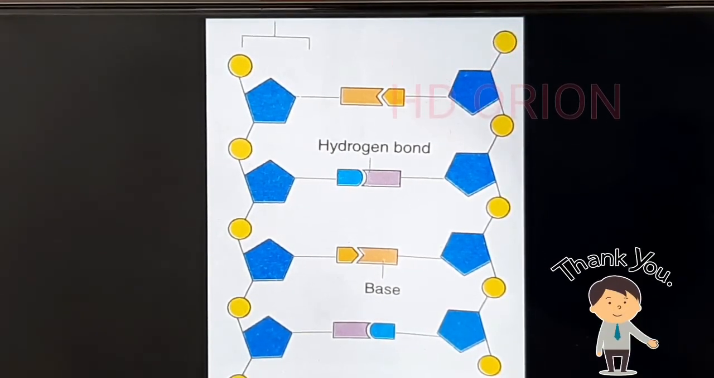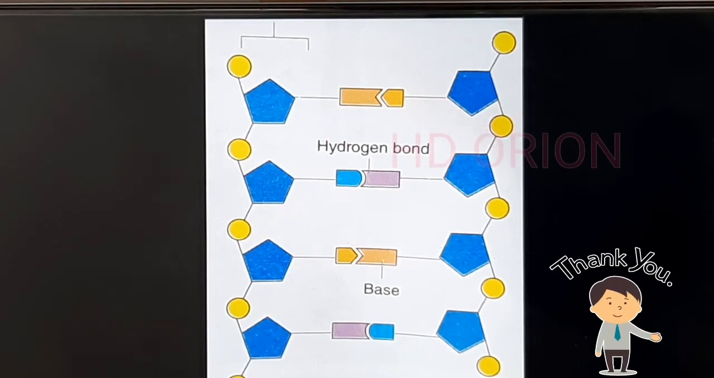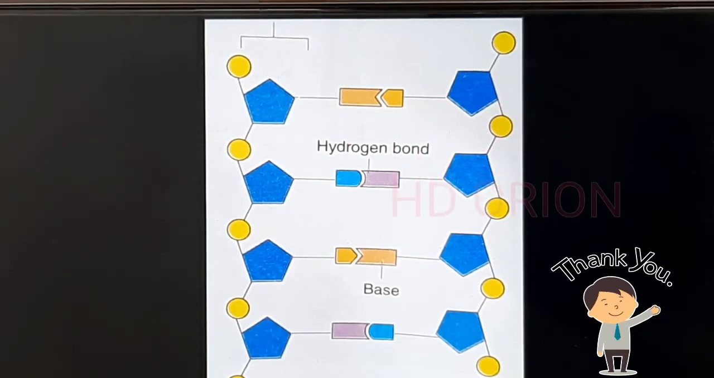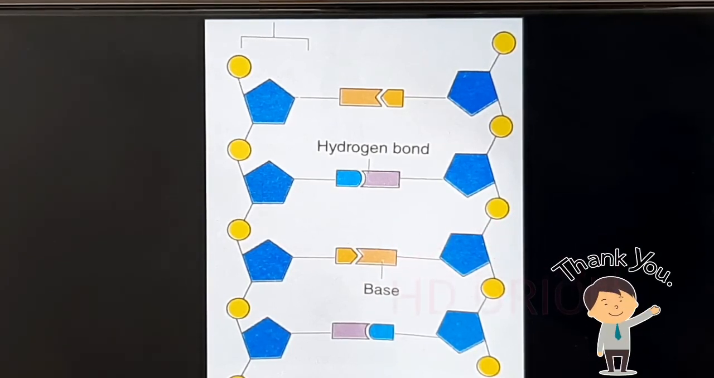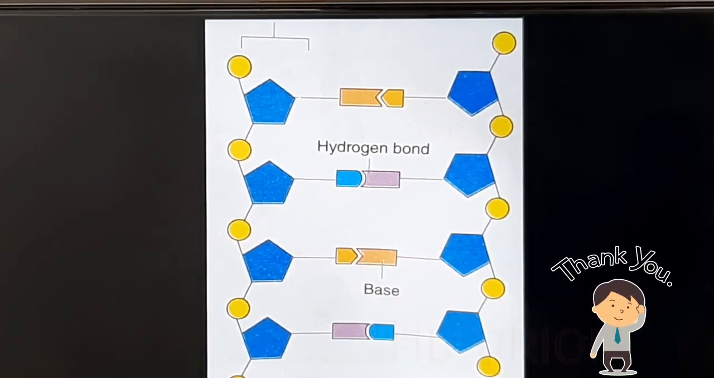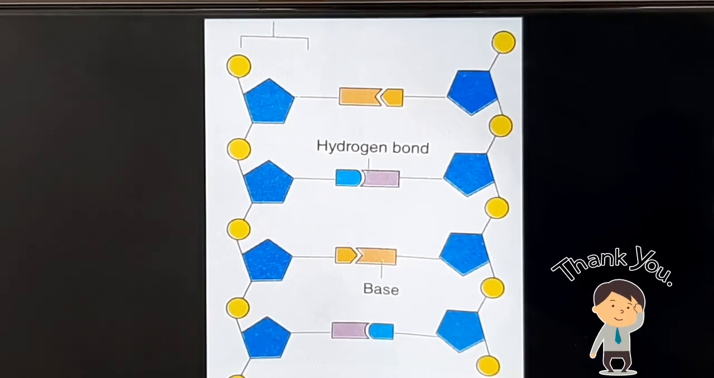So this was the structure of DNA, and DNA is made up of extremely small complex units of inheritance called genes. But the details about genes and the structure and function of genes I will be dealing with in my next video when I will be teaching genetics.